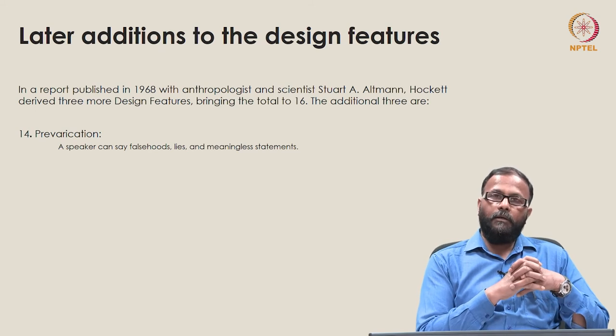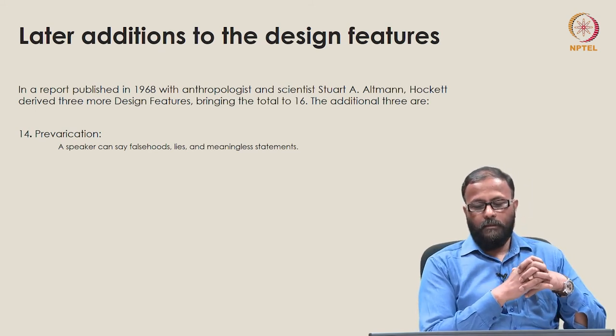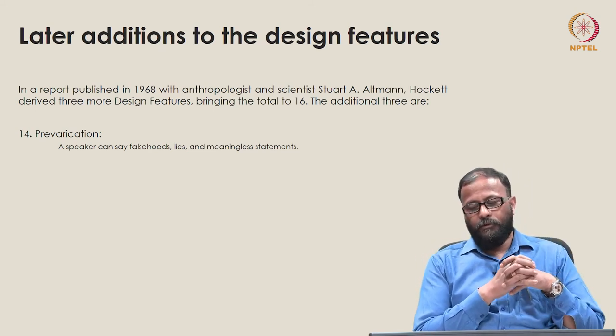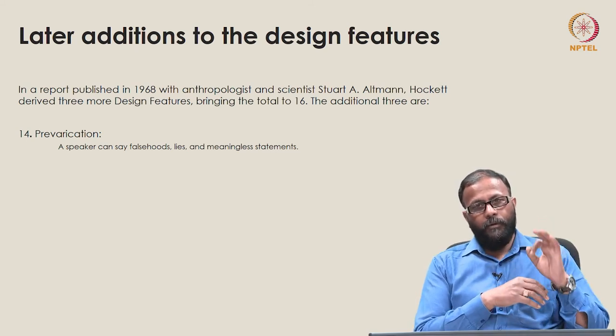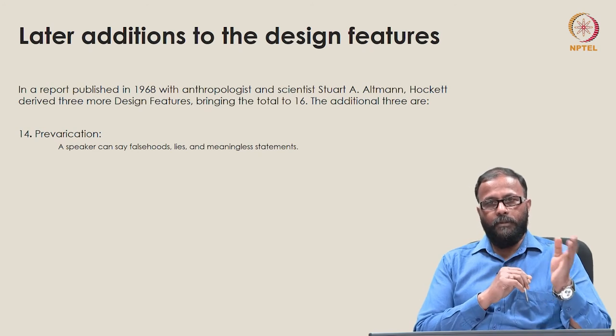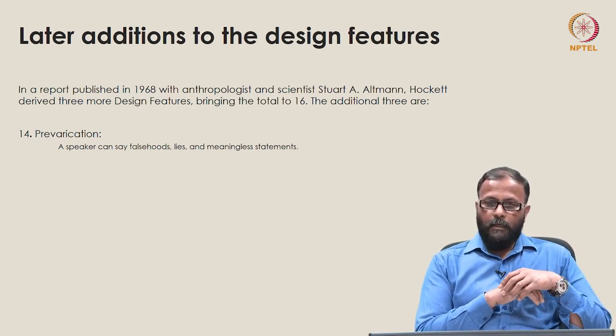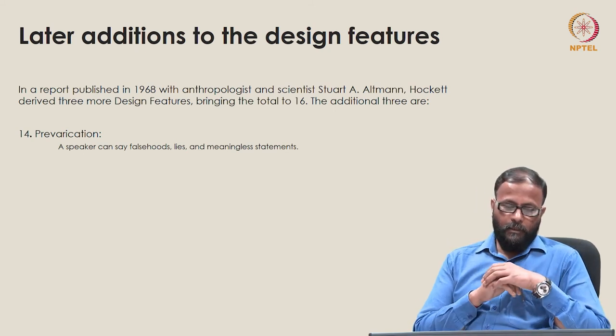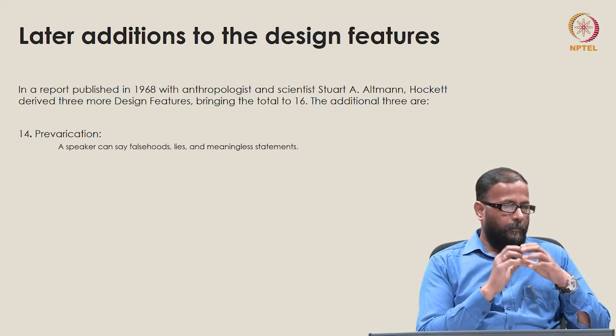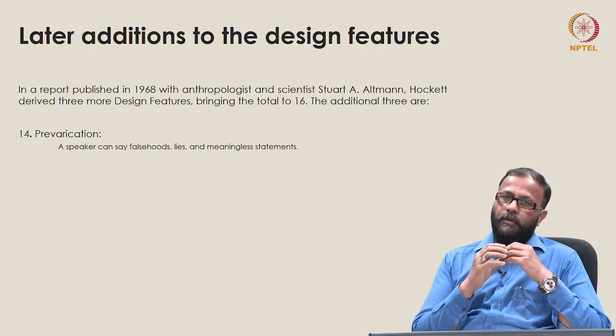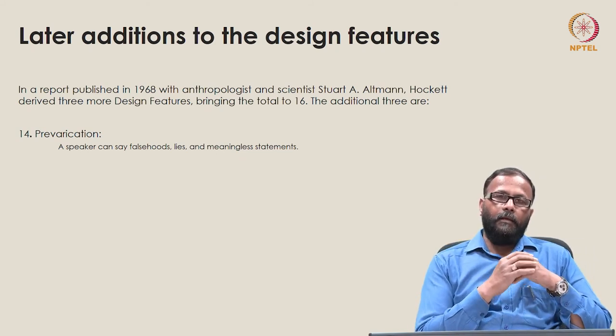So these are 13 primary design features that Hockett talked about, but in a report published in 1968 with an anthropologist and scientist, Stuart A. Altman, Hockett derived 3 more design features. See, he added 3 more features to human language, and these 3 features are, for example, prevarication, reflexivity, and learnability.